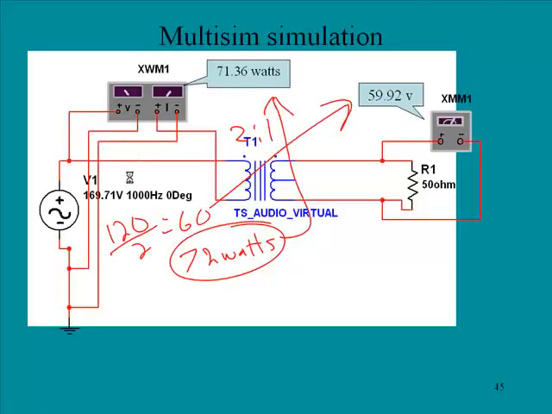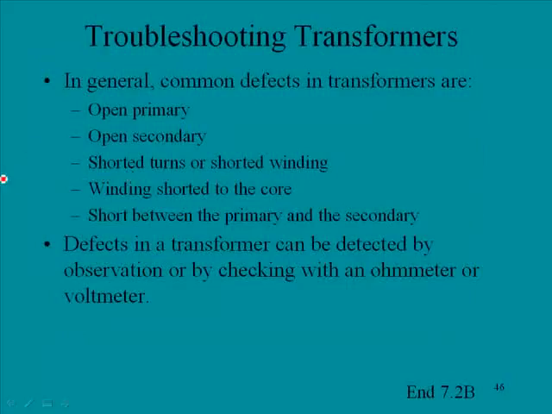Okay, next item here, troubleshooting transformers. In general, common defects in transformers are an open primary, an open secondary, shorted turns or shorted windings, windings shorted to the core, and a short between the primary and the secondary. In fact, the first four we had talked about in previous lessons, and the only one that's new here is a short between the primary and the secondary, and that will end a transformer. Defects in a transformer can be detected by observation or by checking with an ohmmeter or a voltmeter.